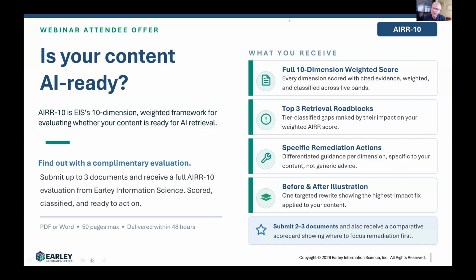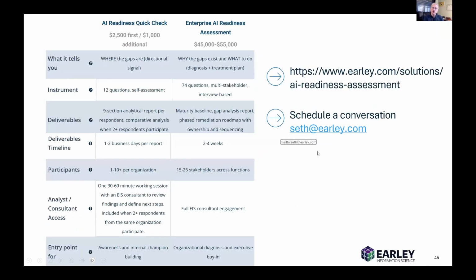Now, again, we have our AI readiness quick check, which is 12 dimensions. The cost of that is $2,500 for the first survey, $1,000 for each additional one. We recommend about 10 of those. That's going to tell you where the gaps are, right? It's a consulting deliverable quality report. And we also will give you a working session to discuss it. And if you do multiple surveys, you'll get insights from across the organization, and we'll give you a differential comparison.